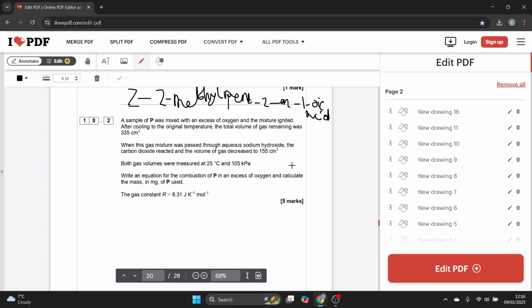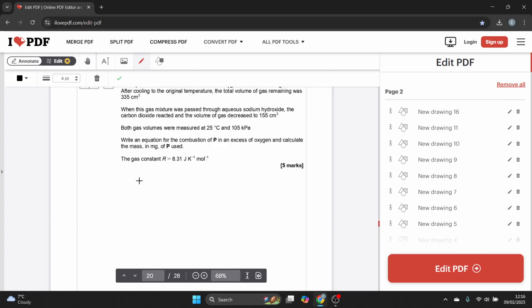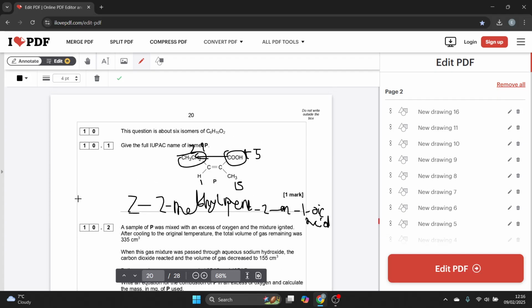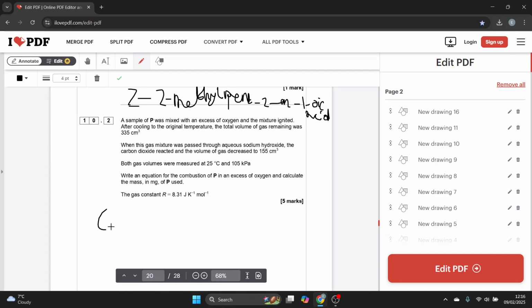Then it says a sample of P mixed with excess of oxygen. Both gas volumes measured at that. Write an equation for the combustion of P in excess of oxygen. So C6H10O2 plus O2, in excess oxygen, to form CO2 plus H2O. And then it's just balancing it. So you need 6 here, you need 5 here, and then you need 7.5 here. But that's for your 1 mark.